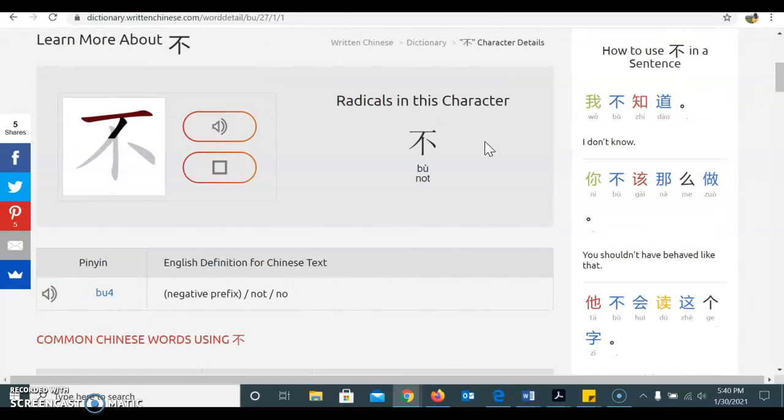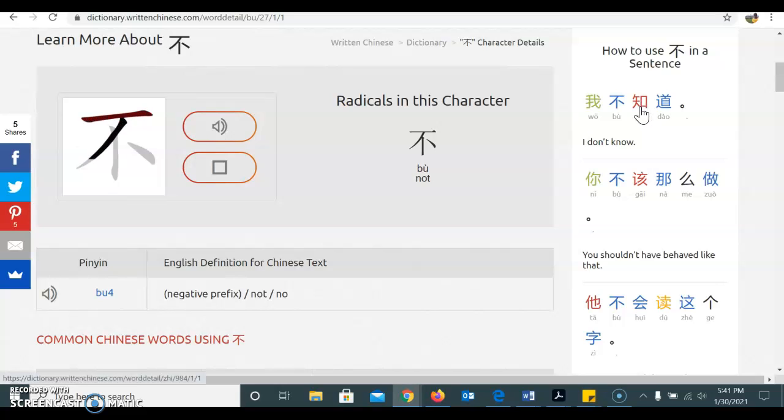Not prefixes. You have radicals. Radicals mean the characters that make up the character. This one doesn't have any radicals, but you have radicals that make up another character. Like if we write here, kou, that's mouth. That's part of the character. That's the radical. So the radical in this character is kou. So that's pretty cool to know.